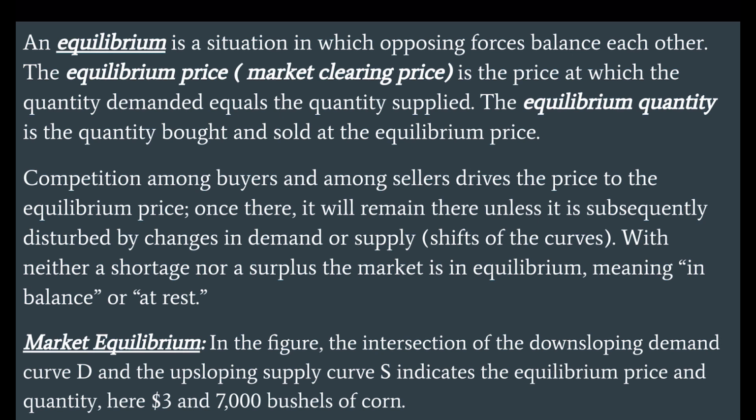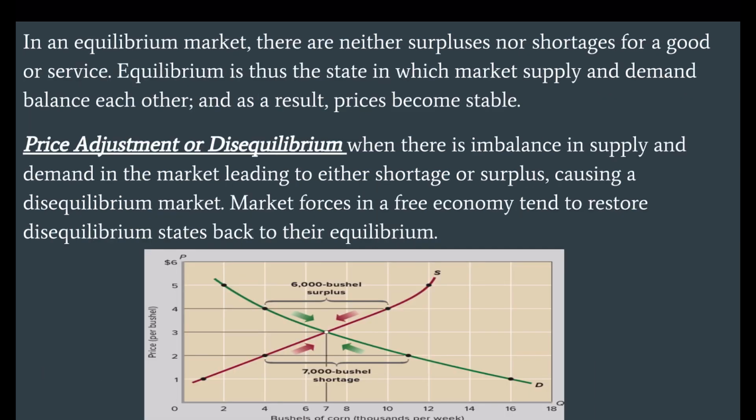With neither a shortage nor a surplus, the market is in equilibrium, meaning in balance or at rest. Market equilibrium. In the figure, the intersection of the downsloping demand curve D and the upsloping supply curve S indicates the equilibrium price and quantity, here $3 and 7,000 bushels of corn. In an equilibrium market, there are neither surpluses nor shortages for a good or service. Equilibrium is thus the state in which market supply and demand balance each other, and as a result, prices become stable.